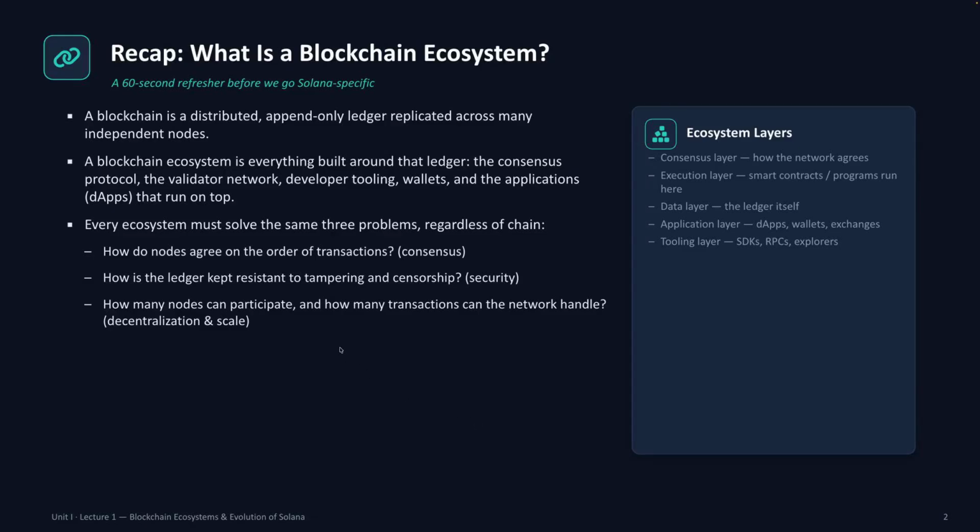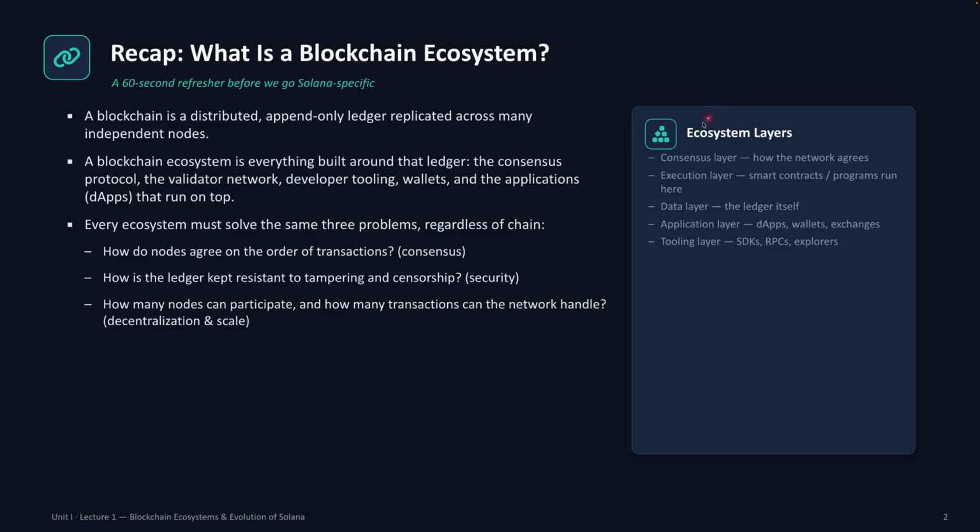What is a blockchain system? As we all know, a blockchain is a distributed, append-only ledger which is replicated across many independent nodes. A blockchain ecosystem is everything that is built around that ledger. Let us have a look at what are the different ecosystem layers a blockchain consists of.